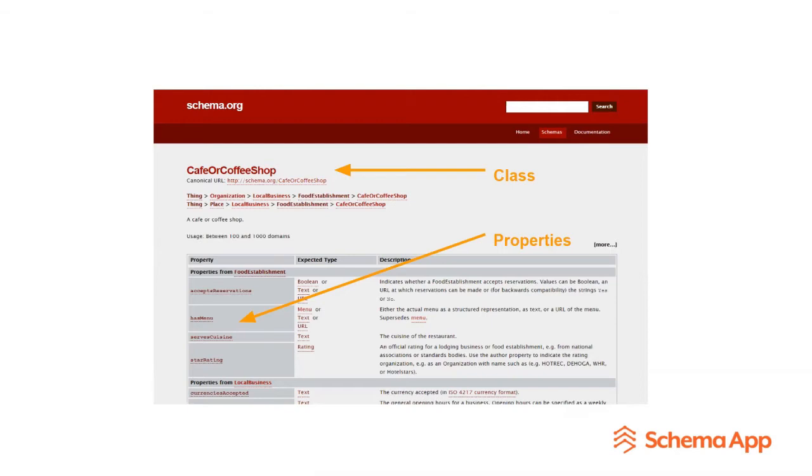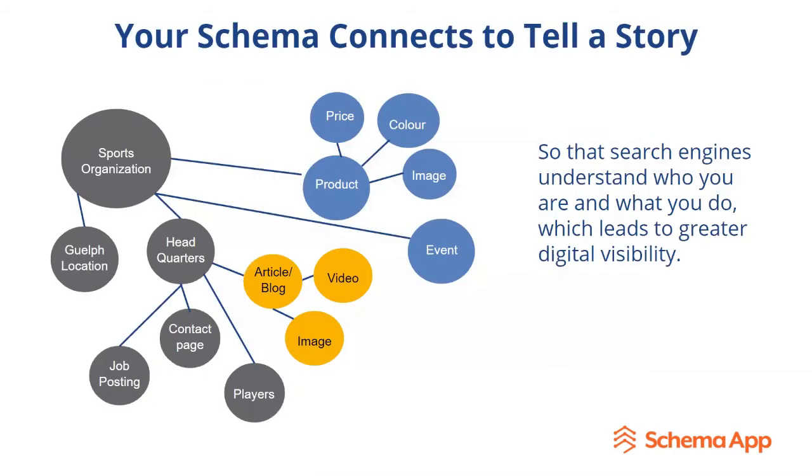In this example, it's a cafe or coffee shop. And then there's properties that further define that entity. So this cafe or coffee shop could have a menu, could serve different types of cuisine. It probably has different star ratings. And when you implement this for your business, you'll end up with your own knowledge graph that tells your own story, so that search engines can understand what you do, what your brand offers, and leads to greater digital visibility.